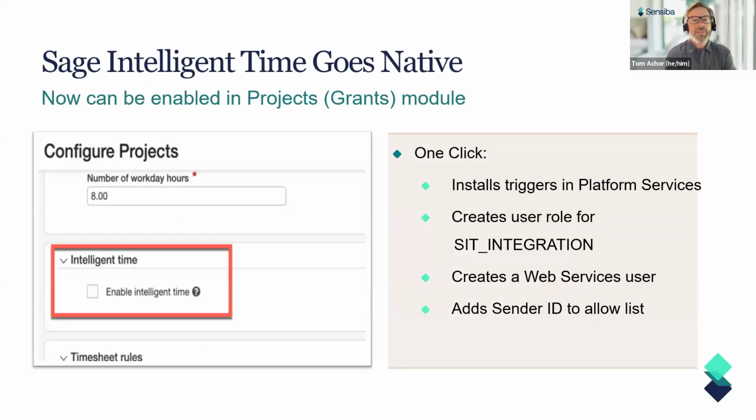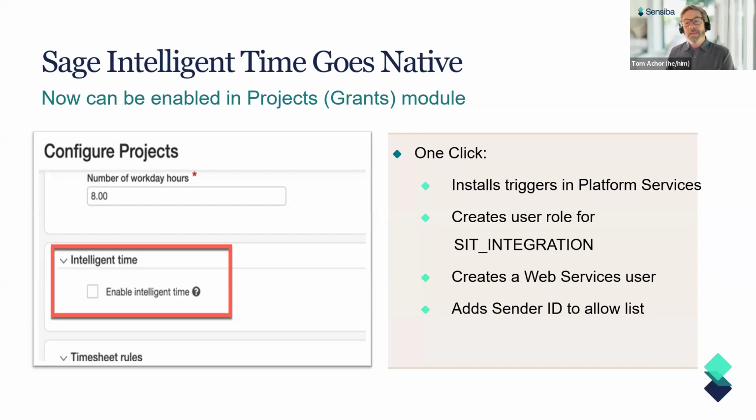Okay, so we'll start off with Sage Intelligent Time. Now, if you're not familiar with it, Sage Intelligent Time has been a product that's available with a separate login and separate user list for those customers who use projects and timesheets and grants also. But now they've moved it in as a native functionality in the projects and grants module. So if you have admin rights and all the right permissions, you'll be able to go into your project configuration and enable Intelligent Time right there.